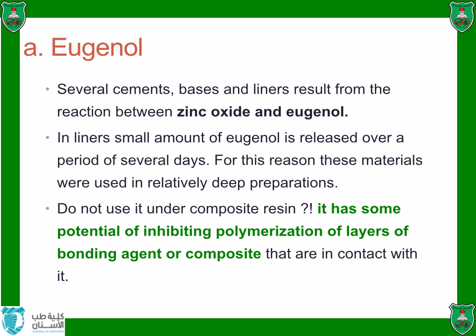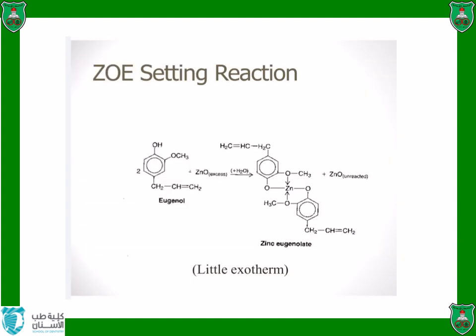They are not used under composite because they affect the polymerization of the composite material. So if you have eugenol in the clinic, use it under amalgam restoration if it's indicated to use a liner. If we look at the setting reaction of zinc oxide eugenol, it's exactly like what we speak about in glass ionomer restoration.